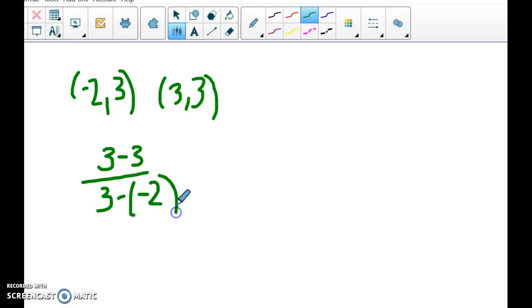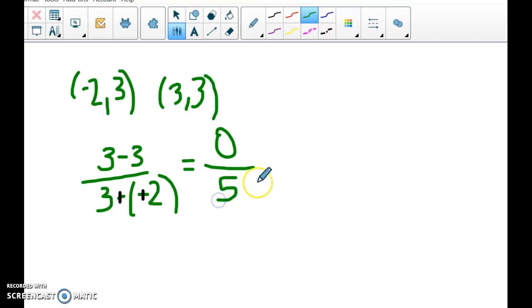So I have 3 minus 3 on the top. The top is going to be 0. That's because my y has not changed. My y here was 3, my y here was 3, so I have no change in my rise. And then if I have 3 minus negative 2, if you do keep, change, opposite, it's going to be 3 plus positive 2, which is 5.